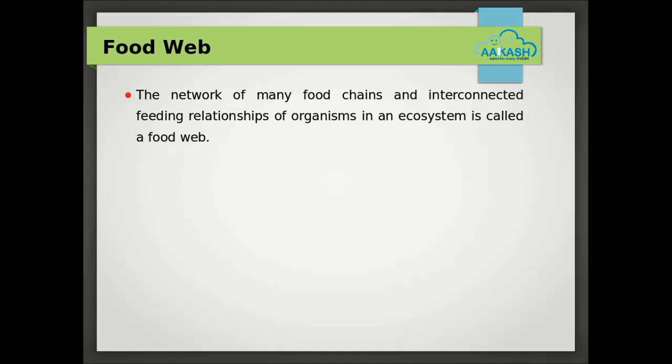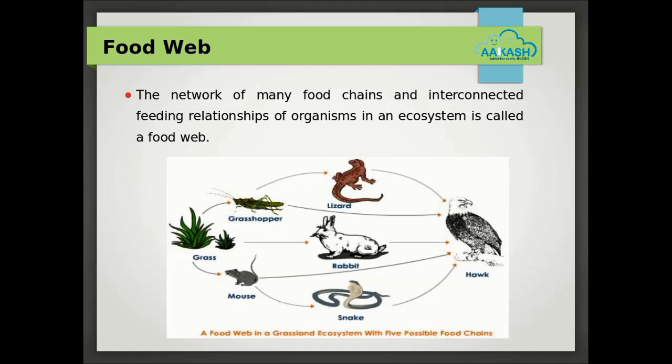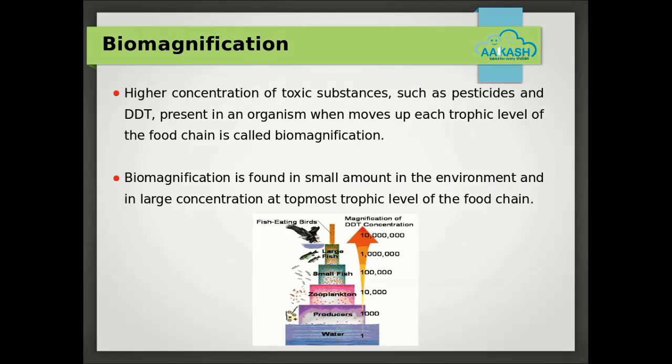Food web. The network of many food chains and interconnected feeding relationships of organisms in an ecosystem is called a food web. The diagram shows the food web in a grassland ecosystem. Here, 5 food chains are interconnected with each other.